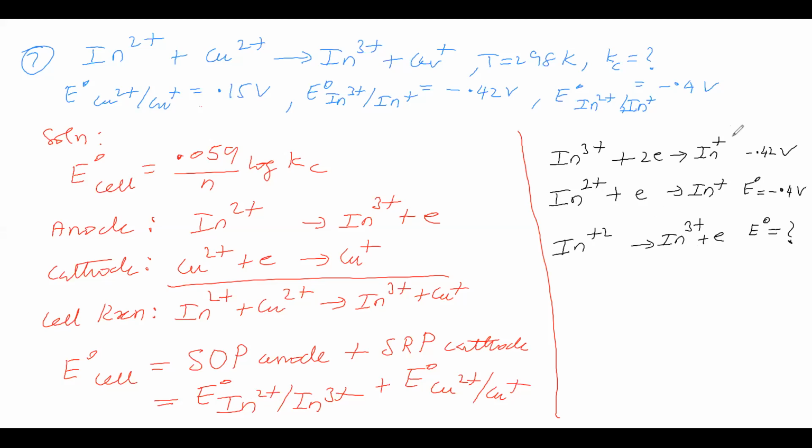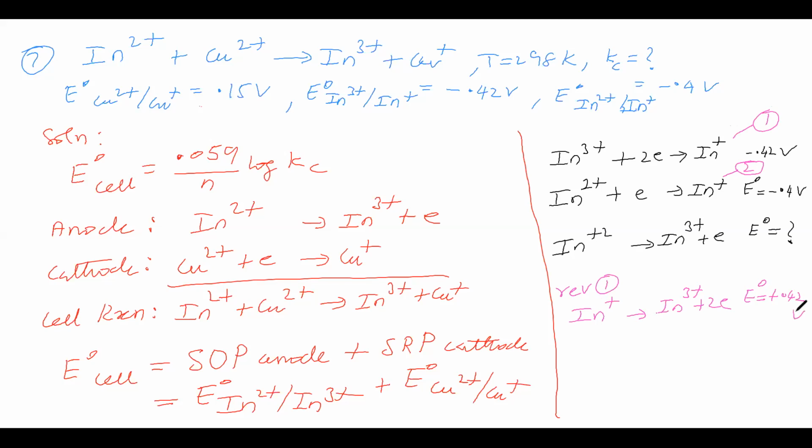Now, let us take this as the first equation and this as the second equation. Now we want this half reaction. In this half reaction, In3+ is there on the right side. Here, In3+ is there on the left side. Now let us reverse the first half reaction. In+ gives In3+ plus 2 electrons. Now E naught is how much? E naught is equal to plus 0.42 volt.